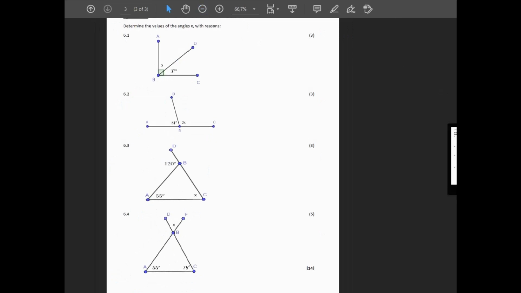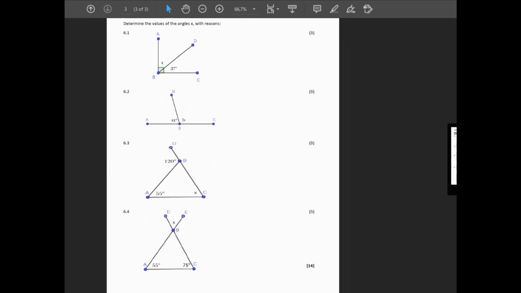So this is question 6. It says determine the values of the angles x with reason. So once again, if you're watching on YouTube or on every other platform, I need you guys to pause the video here and do the solutions. Once you're done, you can play the video again, and I'll be doing the solutions with you guys after that. Thank you.